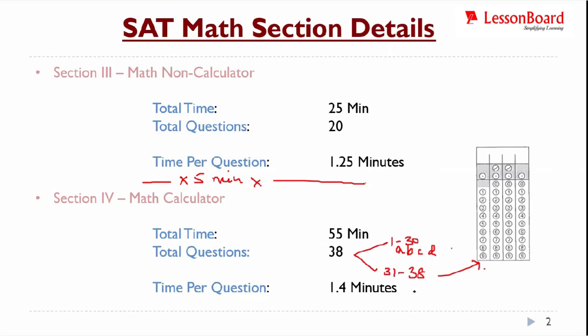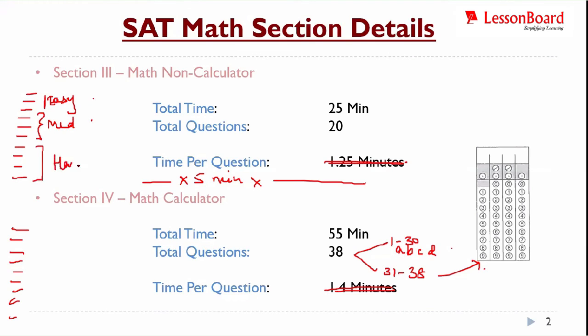Don't go by this per-minute question thing. That's just simple mathematics: 25 upon 20 gives me 1.25, or 55 upon 38 gives me 1.4. I don't want you to go by this rule, and there's a reason. The reason is that the first few questions that show up on both the sections are easy. Let's say the first few questions are level easy, the ones that show up in the middle are medium difficulty, and the ones that show up towards the end are level hard. Some of these easy questions can be read, interpreted, and answered in 20 seconds.